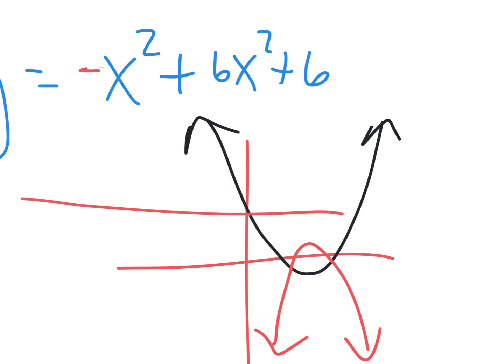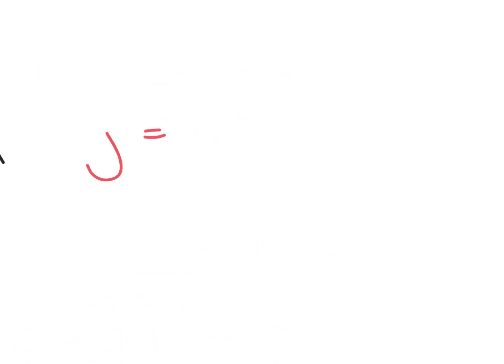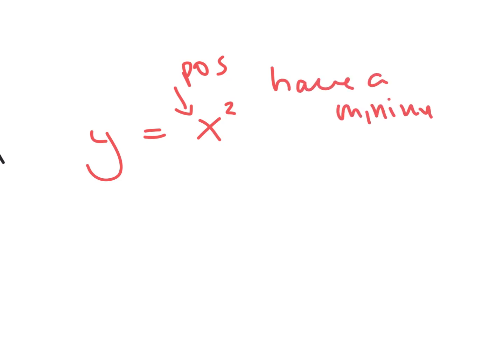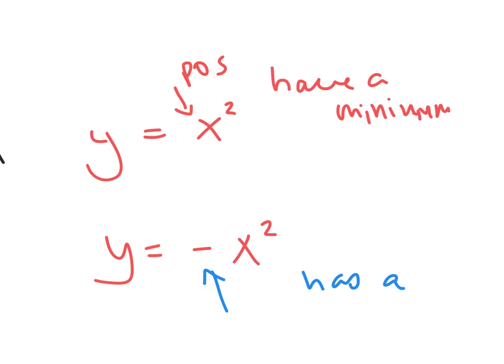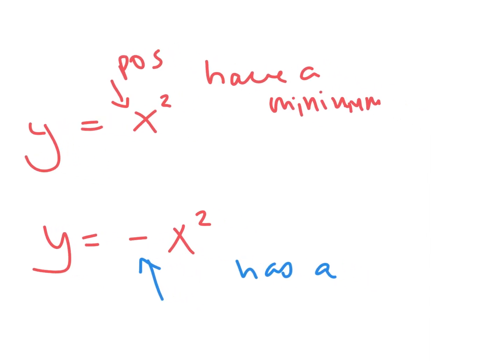So I'll give you a really simple way to write it, for those of you that are still struggling with it. Write this. If it's positive here, it'll have a minimum. If there's a negative there, this one has, what am I to write? Come on. What's the word I'm going to write? Max.